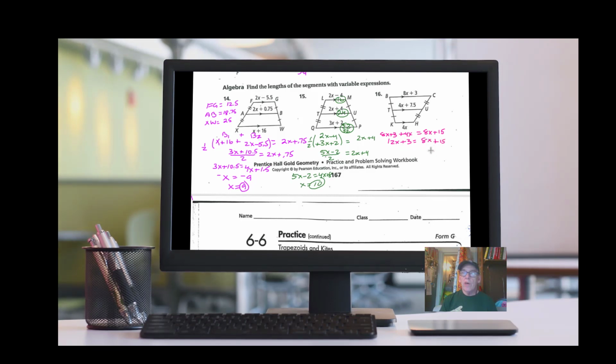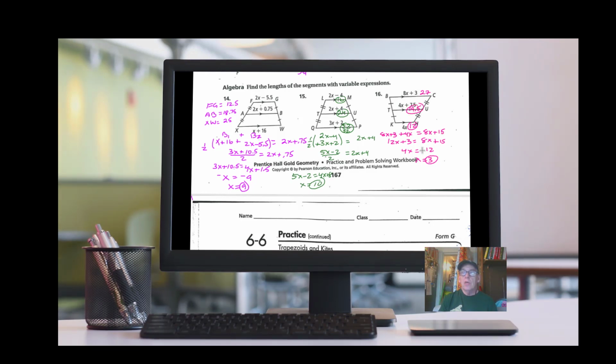Take away 3 from both sides. Take away 8x from both sides. 4x is 12. X is going to be 3. Now if x is 3, we get 24 plus 3, which is 27. If x is 3, 4 times 3 is 12. 27 and 12 is 39. 39 divided by 2 is going to be 19 and a half.